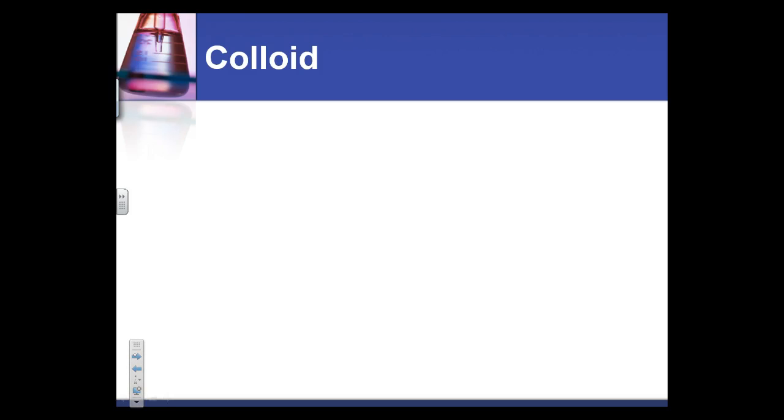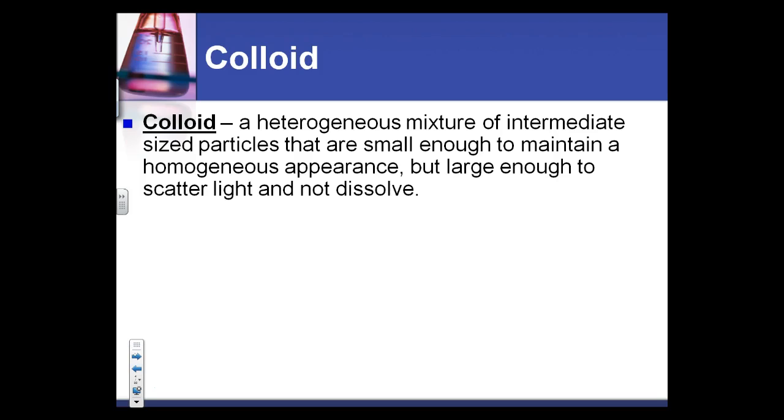Another type of mixture is called a colloid. You've actually experienced quite a few colloids in your life, but you've probably never been taught that term. A colloid is a heterogeneous mixture of intermediate-sized particles that are small enough to maintain a homogeneous appearance, but are large enough to scatter light and do not dissolve. Again, with a heterogeneous mixture you can kind of see the different parts, but you need a little bit of help with this one. They are of intermediate size, so they don't settle. They will stay in solution forever, but it is still a heterogeneous mixture.